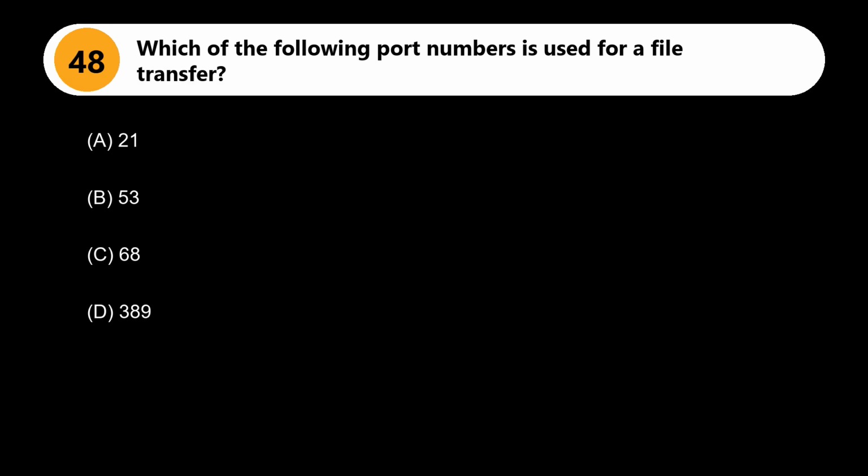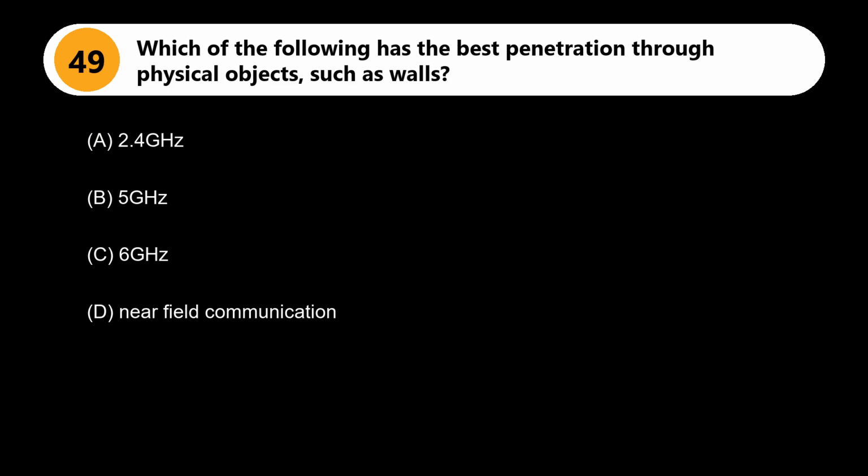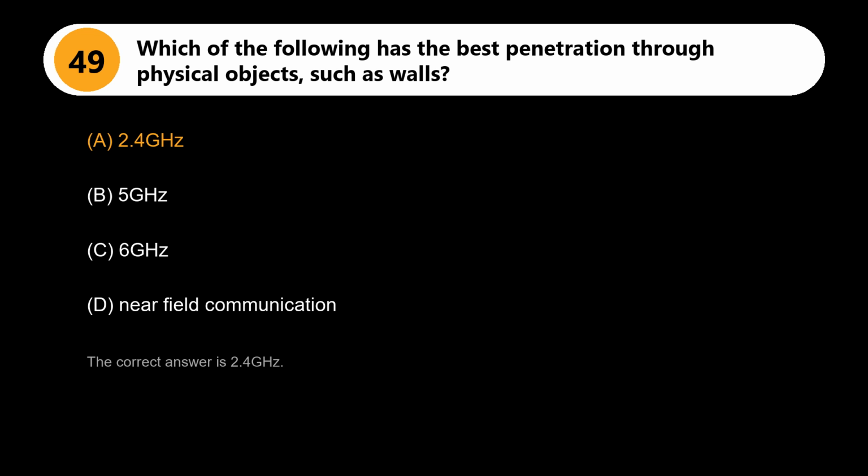Question 48. Which of the following port numbers is used for a file transfer? Option A, 21. Option B, 53. Option C, 68. Option D, 389. The correct answer is option A, 21. Question 49. Which of the following has the best penetration through physical objects, such as walls? Option A, 2.4 GHz. Option B, 5 GHz. Option C, 6 GHz. Option D, near-field communication. The correct answer is option A, 2.4 GHz.